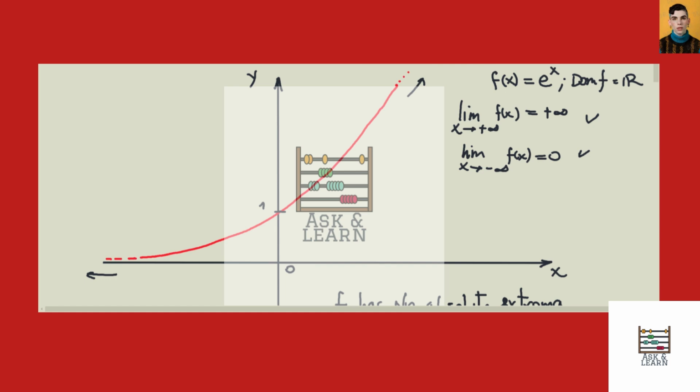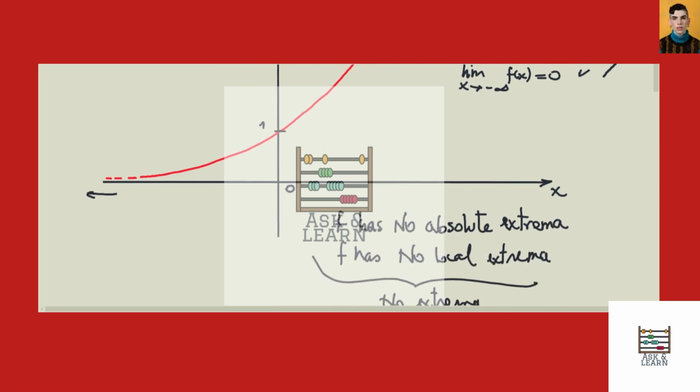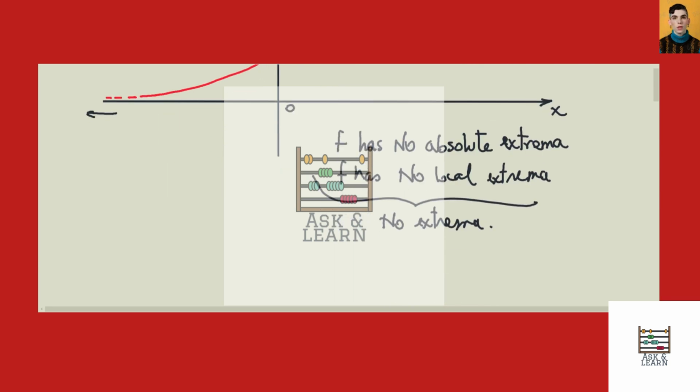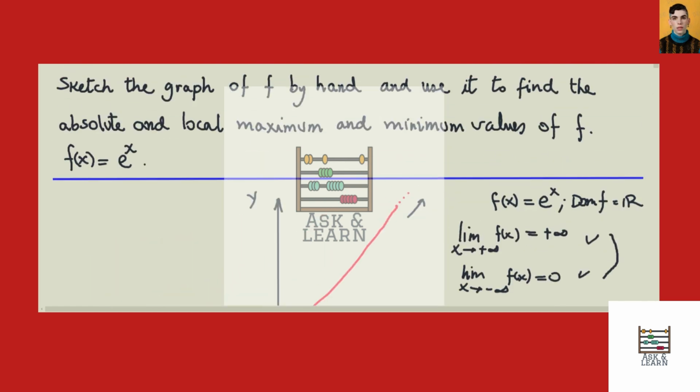And the main reason for that is this behavior here of always getting closer and closer to 0 when we move to the left, and growing up without any bound when we move to the right, and the function is always increasing, a positive increasing function. And so the consequence of that is that the function has no extrema at all, and that's the exponential function.